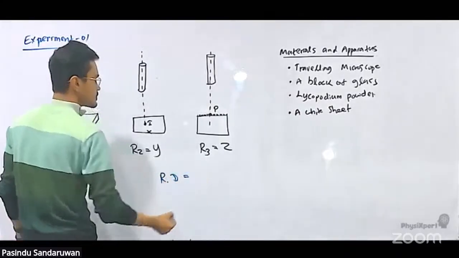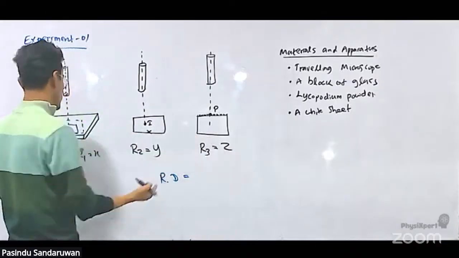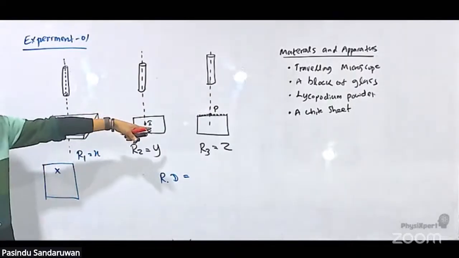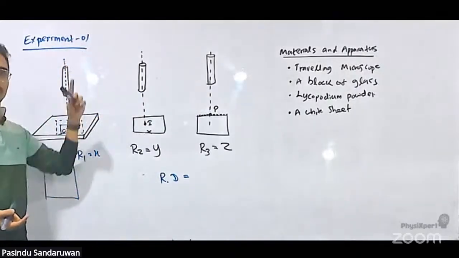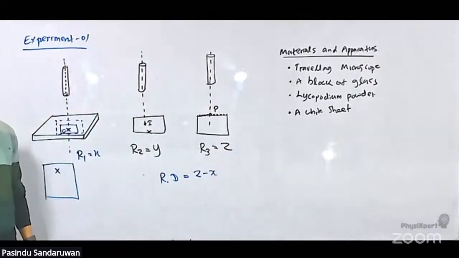The real depth of the block is given by the higher reading, z, minus x. What is the higher reading? We are moving the microscope upwards, and I'm measuring the real depth as z minus x.